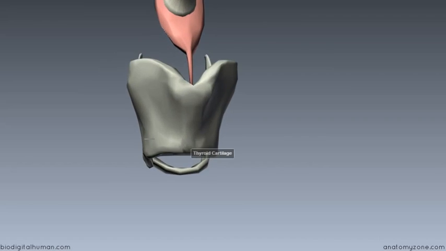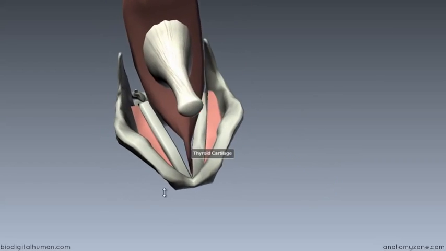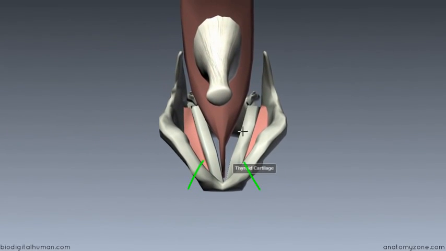So what are the implications of this movement? Well, just imagine if the thyroid cartilage is pulled forward and downwards, what's going to happen to the vocal ligaments inside? They're going to be stretched. So if you stretch the vocal ligaments, you're going to get more tension in the vocal cords. So a greater amount of tension in the vocal cords is going to produce a higher pitched sound.